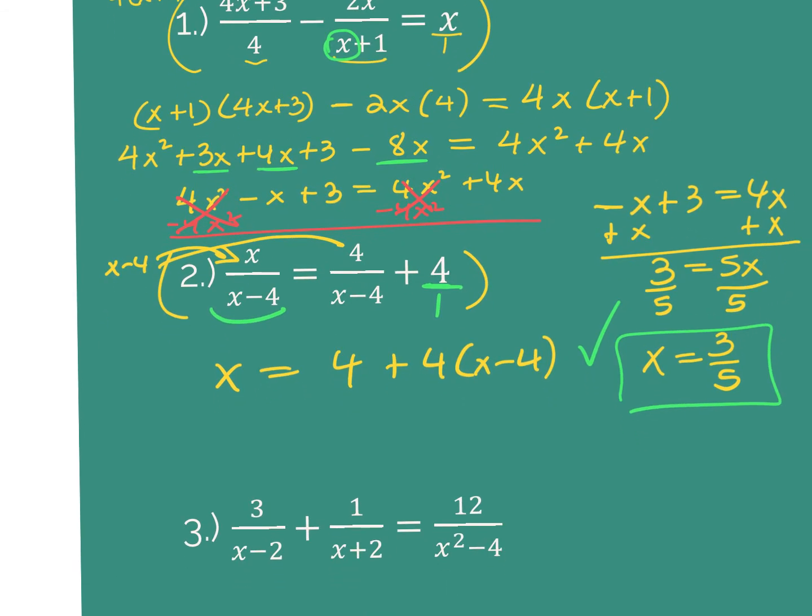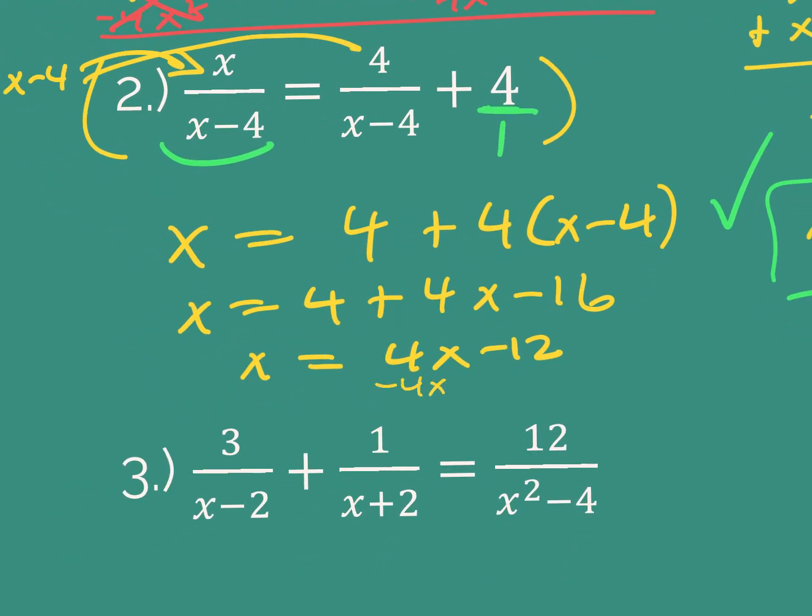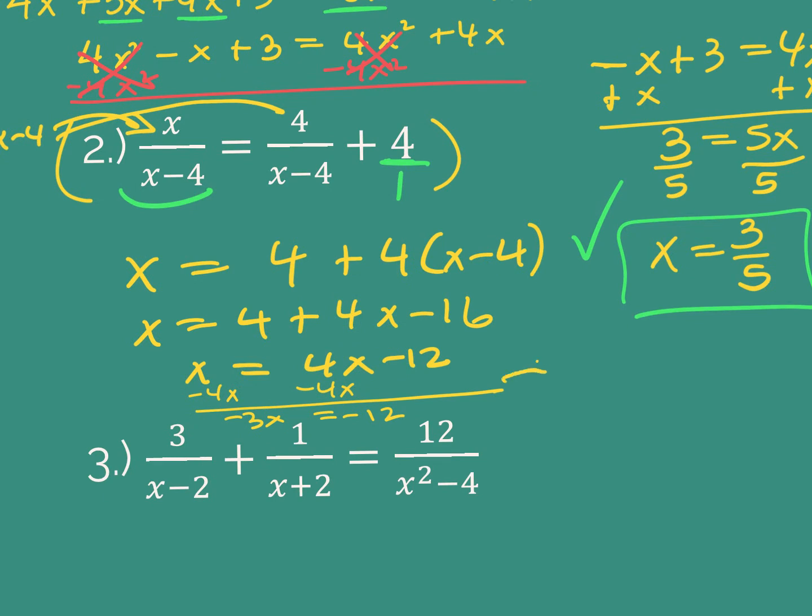So now I'm going to distribute. Combine my like terms. I get 4x minus 12. And now I need to move my x's together. So I can move the 4 over. I end up with negative 3x equals negative 12. Divide by negative 3. And x equals 4.